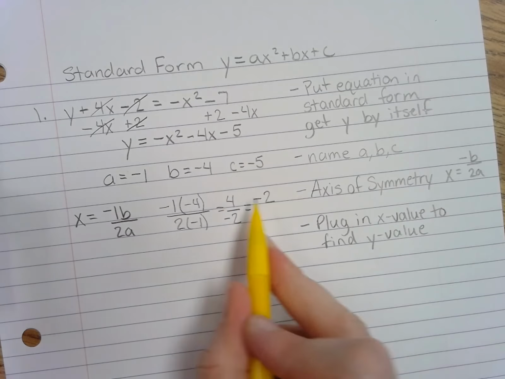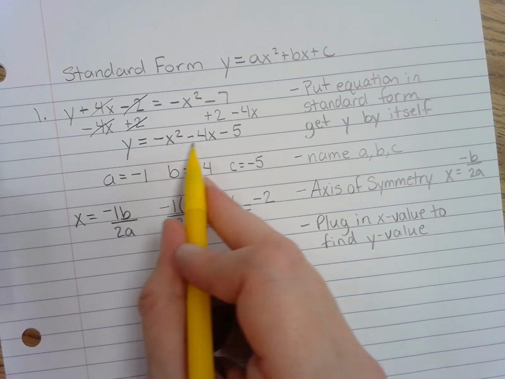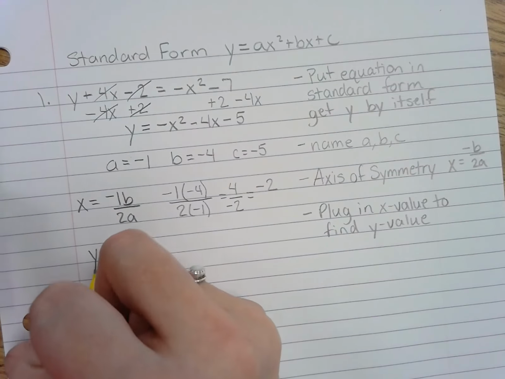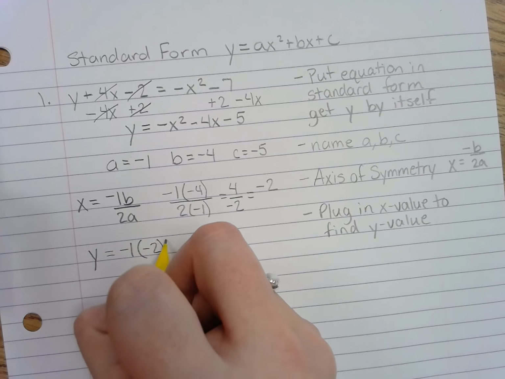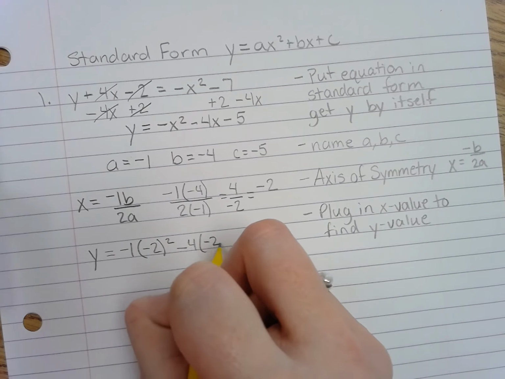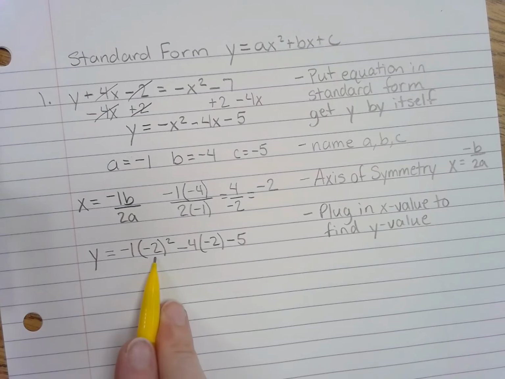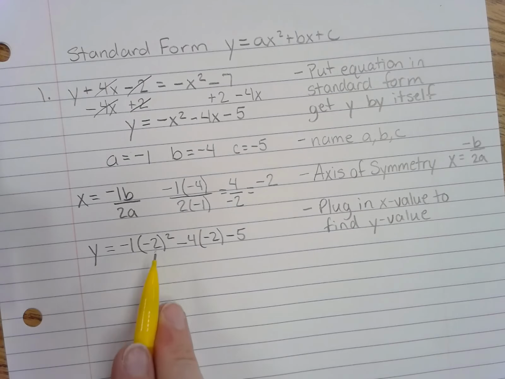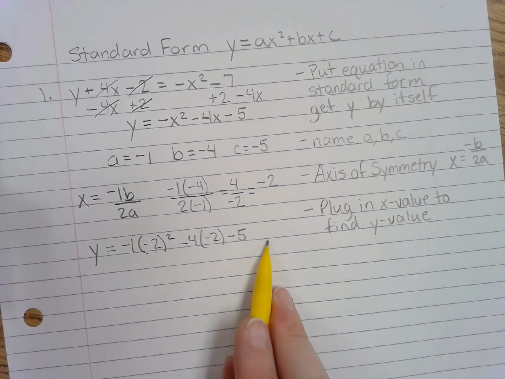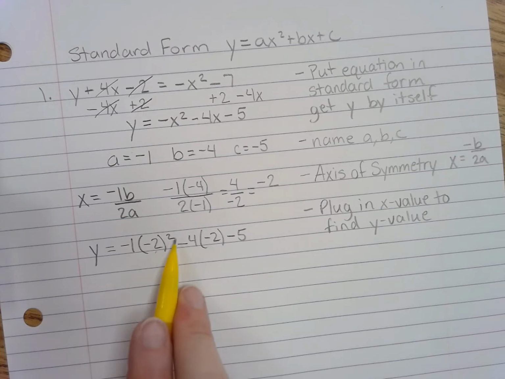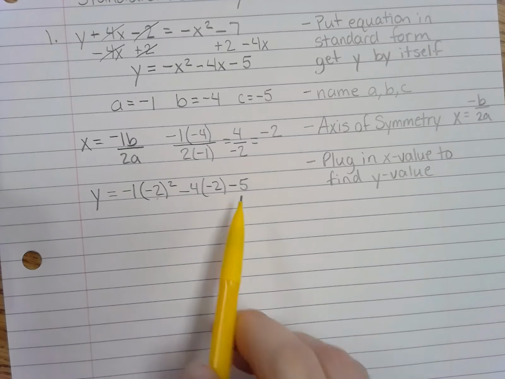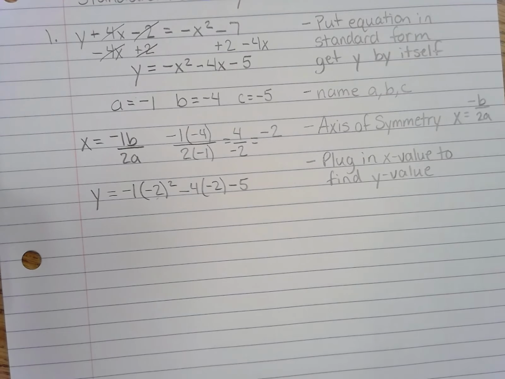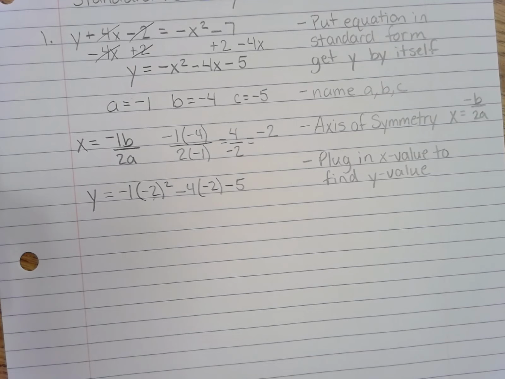So take this x value back into the equation that's in standard form and solve for y. So y equals negative, and you might want to put negative 1. Negative 2 is going to be squared minus 4 times negative 2 minus 5. Notice that when I'm squaring a negative, I have to put in parentheses. I really recommend anytime you're plugging in a number to use parentheses so that when it's required, you don't mess up and forget to have those parentheses around that negative number. So once you set that up, grab your calculator, or of course you can just work it out using order of operations.